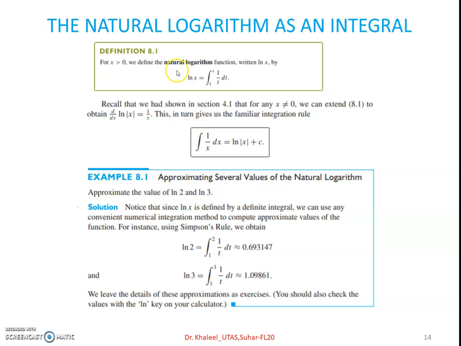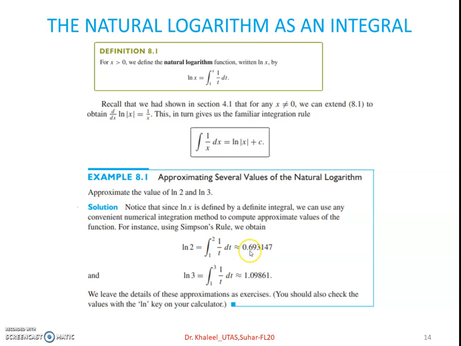So applying this definition for ln 2, this is the value of x. So the integral from 1 to x of 1 by t dt. What is the integration of 1 by t? ln t. You put t equal to 2: ln 2 minus ln 1. ln 1 is 0. The answer is ln 2. So for ln 2, use the calculator and find the answer of that.